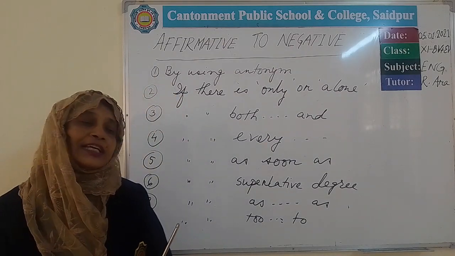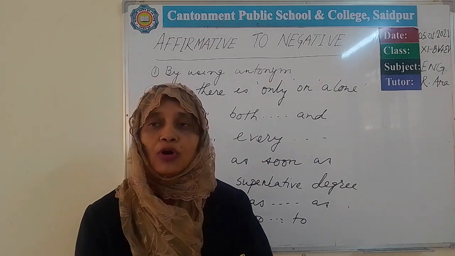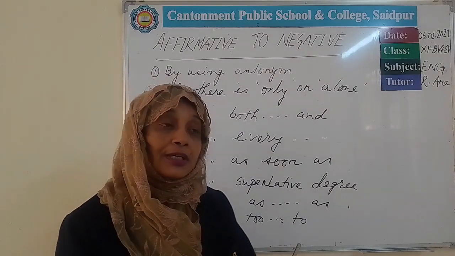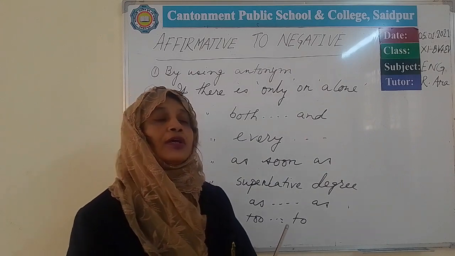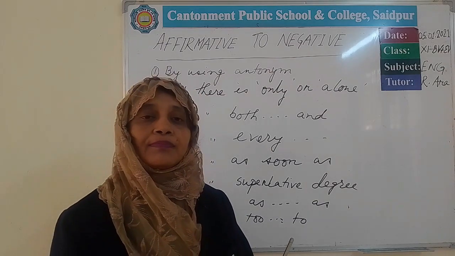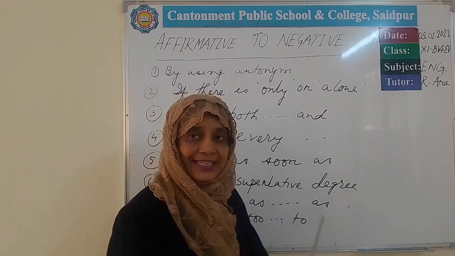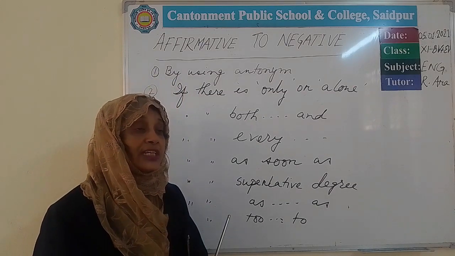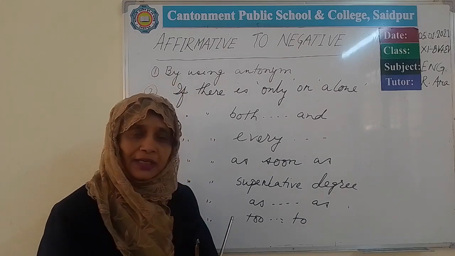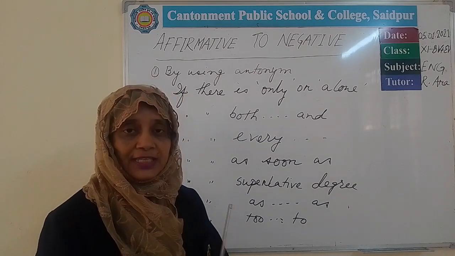Okay. For this as soon as, to turn into negative, we use here no sooner. No sooner, and the part of the dependent sentence. No sooner had the principal entered, than we stood up. What do we mean here? We mean that whenever as soon as is there in an affirmative sentence, we can change it by using the structure of no sooner plus past perfect, in the part which is dependent, I mean the subordinate clause.